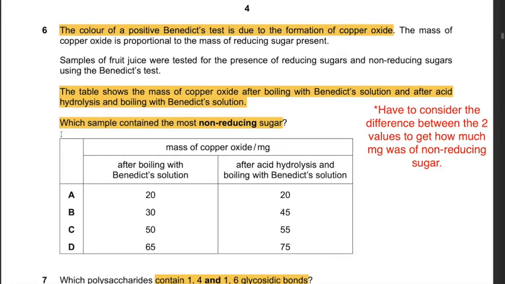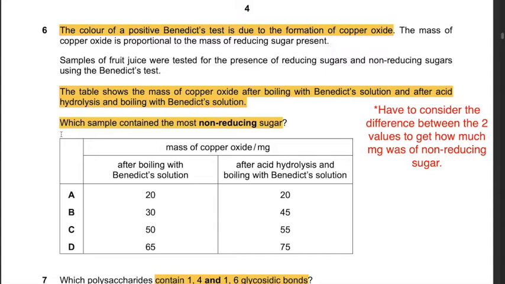Question 6. The color of a positive Benedict's test is due to the formation of copper oxide. The mass of copper oxide is proportional to the mass of reducing sugar present. Samples of fruit juice were tested for the presence of reducing sugars and non-reducing sugars using the Benedict's test. The table shows the mass of copper oxide after boiling with Benedict's solution and after acid hydrolysis and boiling with Benedict's solution. Which sample contained the most non-reducing sugar?